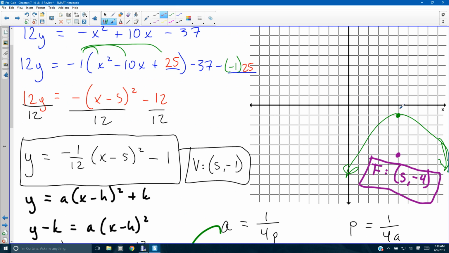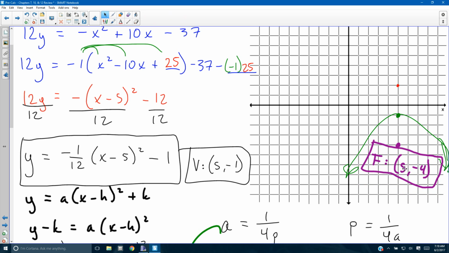The directrix is going to be 3 up from there. 1, 2, 3. Here's 1 point on the directrix. I didn't draw this focus right. Boom, right there. I counted the calculations right. I just didn't draw the focus right. The directrix is a line. This line is going across, like that. Okay, that line is the equation y equals 2.